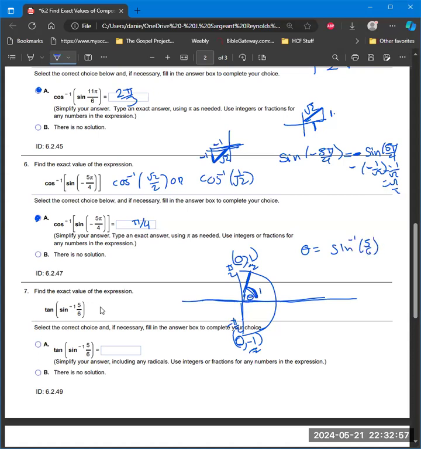So I'm in quadrant 1. Let me just go ahead and draw that triangle. Since I'm in quadrant 1, it has a sine value here of 5 over 6. Let's use the Pythagorean theorem to find the other side. So x squared plus 5 squared is equal to 6 squared. x squared plus 25 is equal to 36. x squared is equal to 11. And because I'm in quadrant 1, this needs to be positive root 11. So the tangent of my theta is equal to 5 over root 11, which I'm going to rationalize as 5 root 11 over 11.